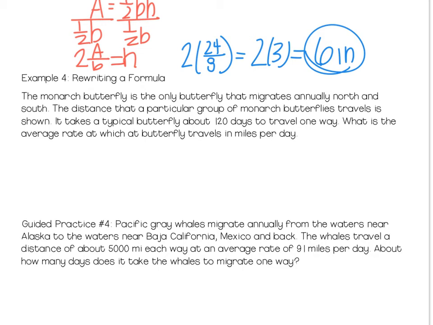Example 4. A monarch butterfly is the only butterfly that migrates annually north and south. The distance that a particular group of monarch butterflies travels is shown. It takes a typical butterfly about 120 days to travel one way. What is the average rate at which a butterfly travels in miles per day? So we're talking about rate, distance, and time. My formula is going to be the distance formula, which is d equals rt. Now I know that it takes 120 days.